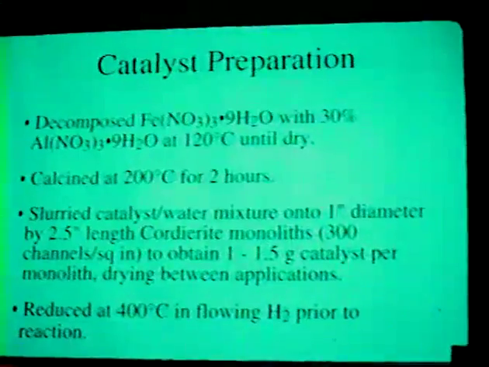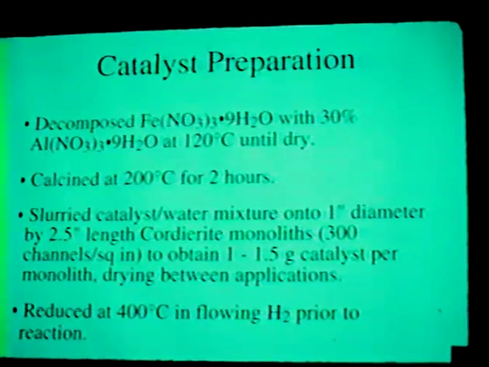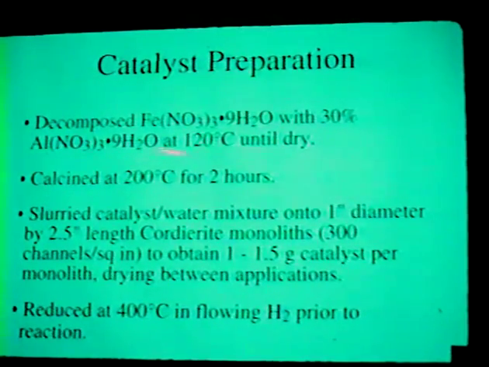Briefly, the catalysts were prepared by decomposing iron nitrate with some aluminum nitrate at 120 degrees until it was dry. This was followed by calcination at 200 and then crushed into a powder. This powder was mixed with water and slurried onto monoliths with 300 channels per square inch. Several applications were required to obtain the desired 1 to 1.5 grams of catalyst per monolith. And in each case, the samples were reduced at 400 in flowing hydrogen prior to reaction.